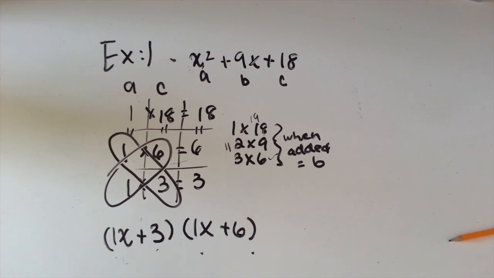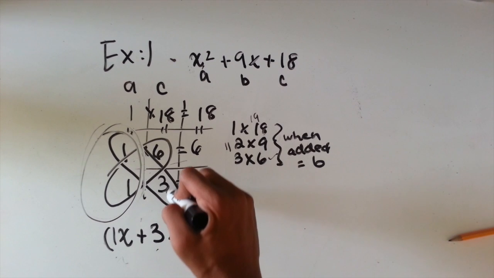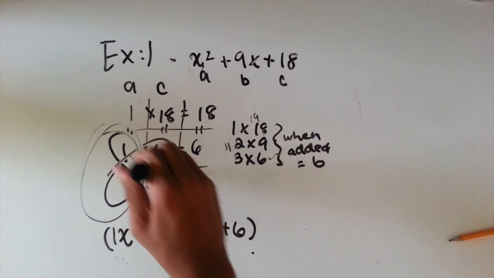It is very important to always start with this column's number, because if you do 3x plus 1, that will give you something wrong. It is 1x plus 3.